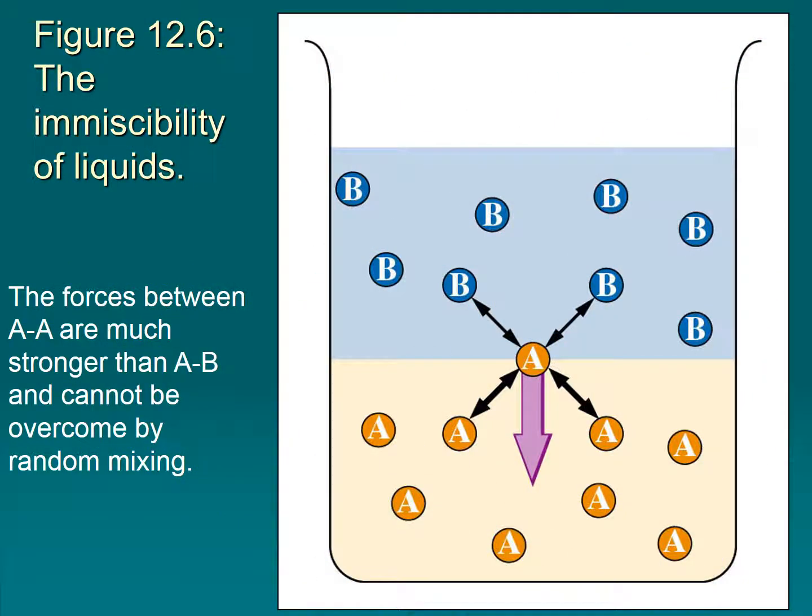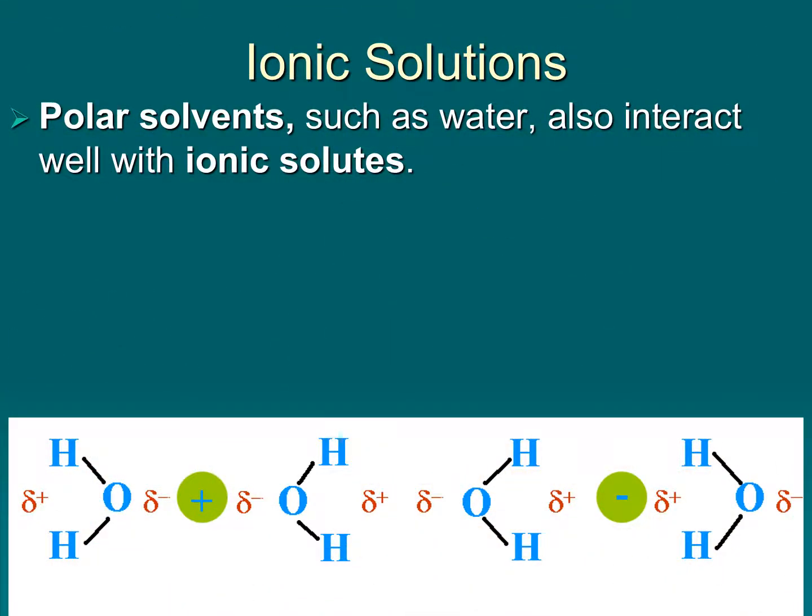And this is sort of a picture of that. So let's say we have water on the bottom, which is A, and then say gasoline, which is B. Well, the strong interactions between the water molecules will hold A right there at the border. B won't be strong enough to pull A away from the other strong attractions, and so these can't be overcome by random mixing.